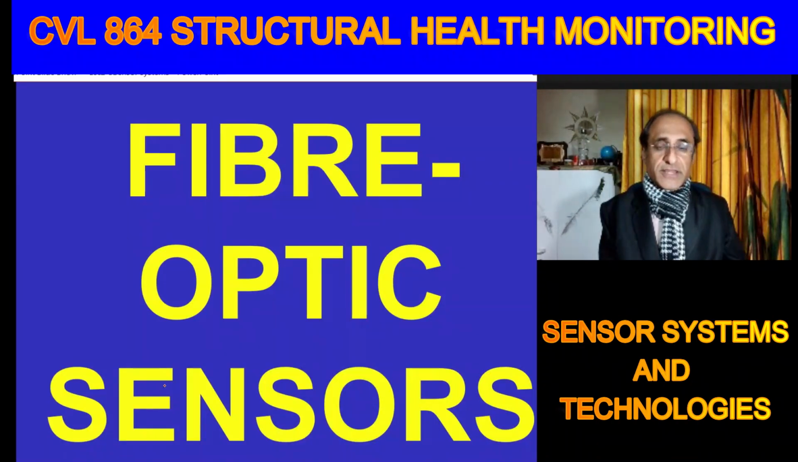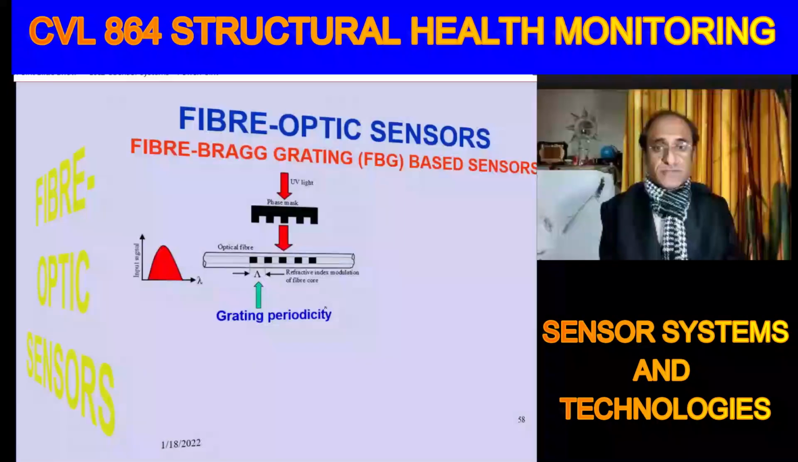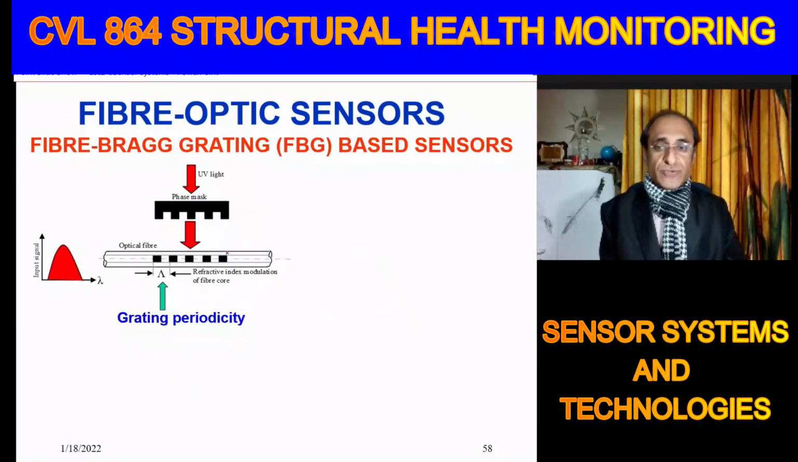Okay, let's visualize the fiber optic sensors. So basically, as I showed you in the video, the fiber optic sensors use UV rays to write gratings. And what are gratings? Gratings are basically filters. If a wideband light is passed, white light for example, it has all the colors.